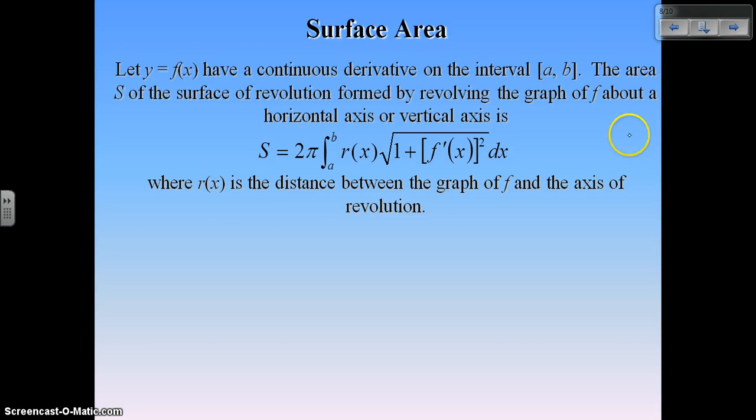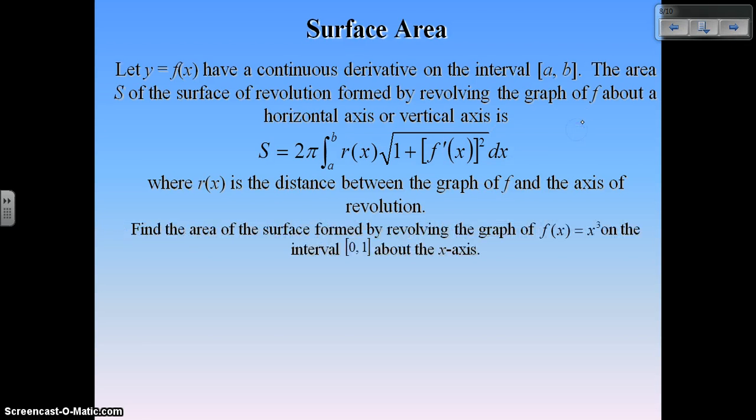So let's go ahead and jump into a problem. We're going to find the area of a surface by taking x cubed from 0 to 1 and revolving it about the x-axis. So we are going to have a three-dimensional object, just like we did volume yesterday. But instead of coming up with the inside volume, we're just going to do the surface area on the outside. So again, it's like that lateral surface area, and we're revolving it around.